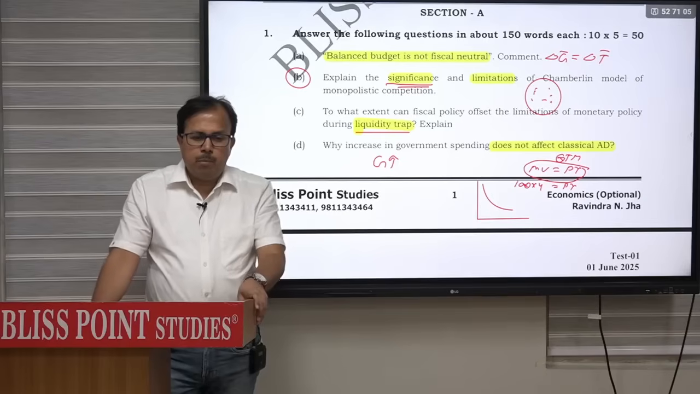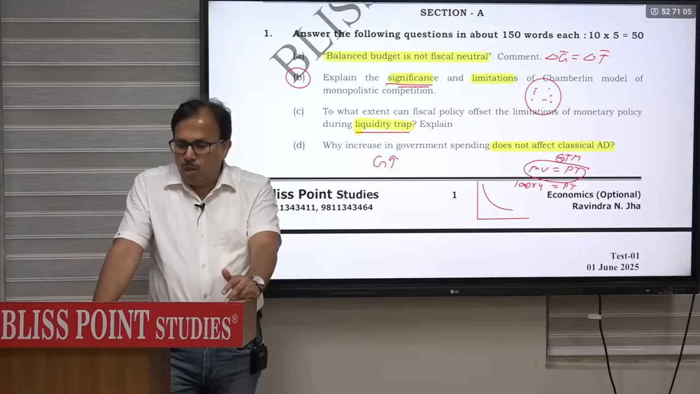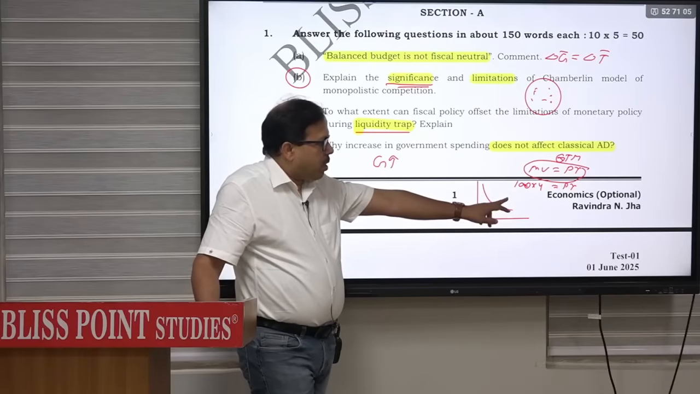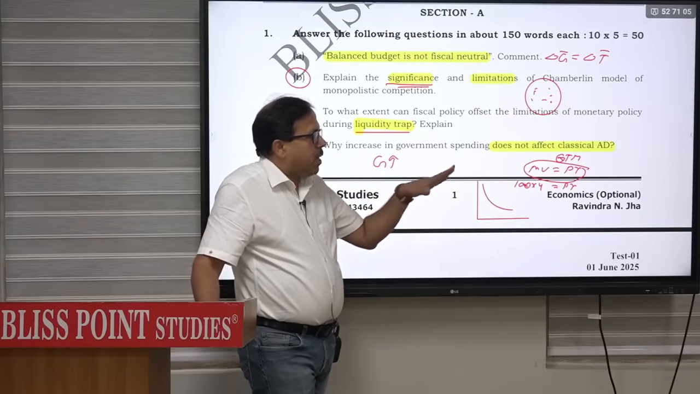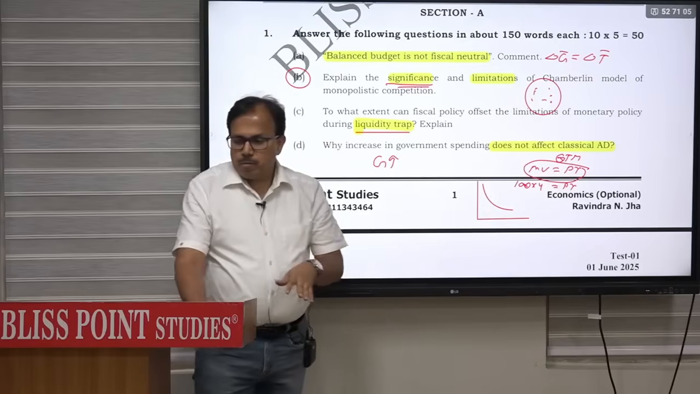Classical AD is derived from quantity theory of money. That means without any reference to the government expenditure. So naturally, when government expenditure will change, classical AD will not change. Classical AD changes because of change in quantity of money. But you have to elaborate why government expenditure change will not affect AD.